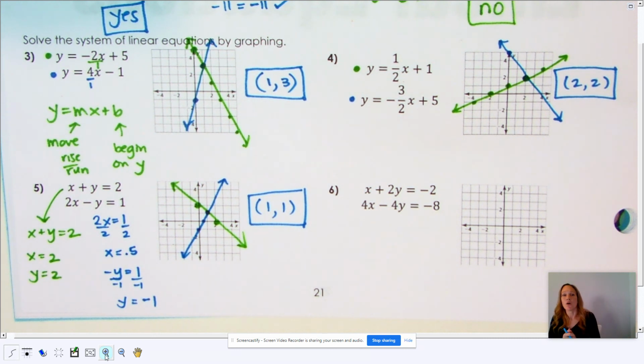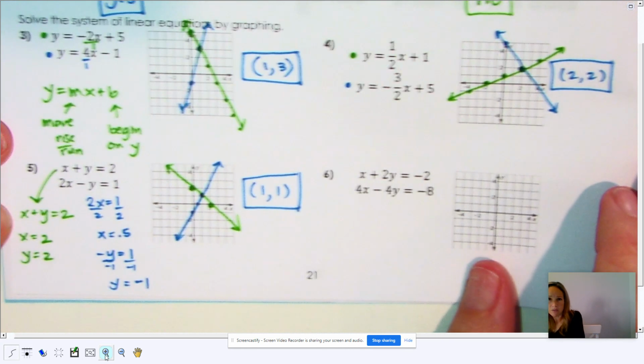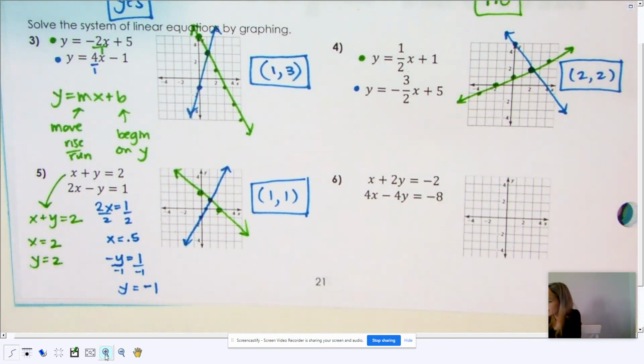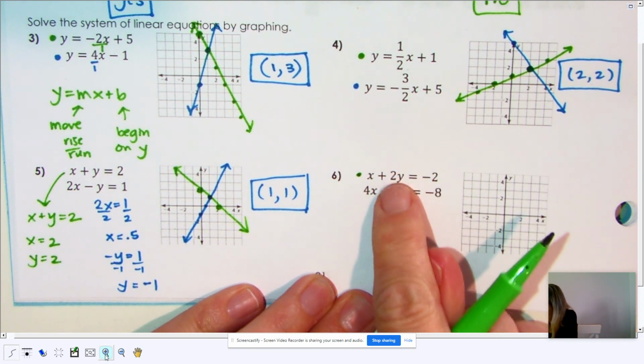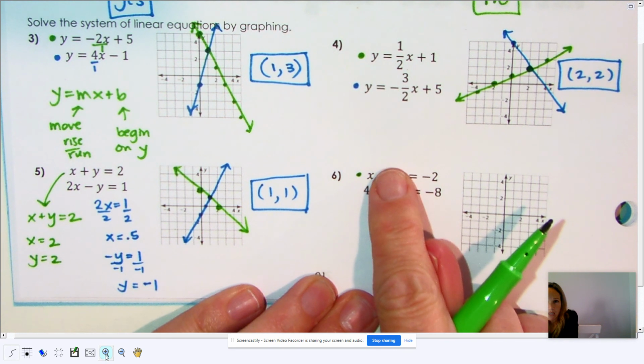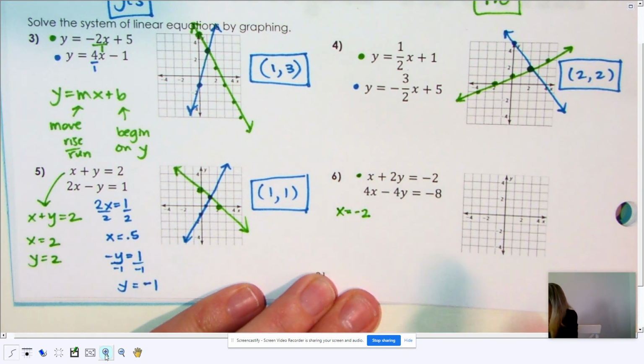Okay, question number 6 here, same thing. Oops, I guess I don't need to scoot it over, huh? All right, so I'm going to start by plugging in a 0 for y in this top equation. So I'm just going to get x equals negative 2. That one was easy.